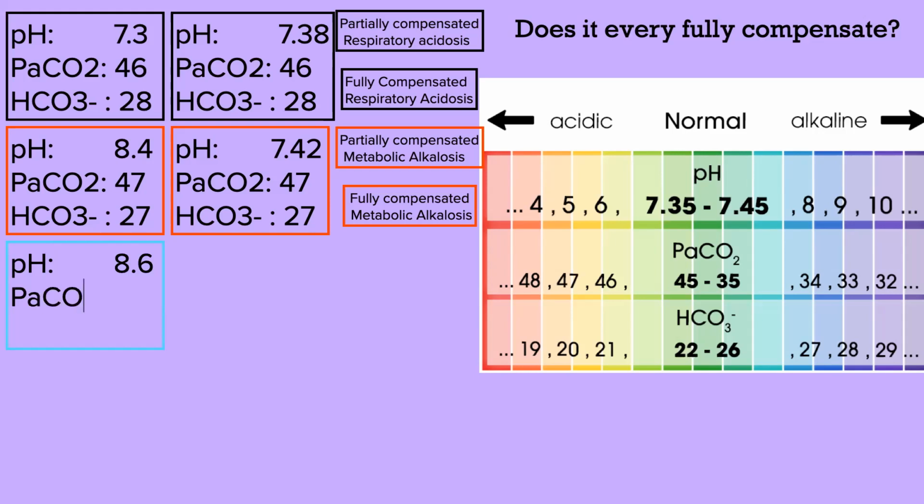pH is 8.6. Your PaCO2 is 33. And your bicarb is now 20. Acid or base? Base. Which one travels in the same direction? Your CO2. So this is respiratory, alkalotic. Let me think, let the gerbils get going.